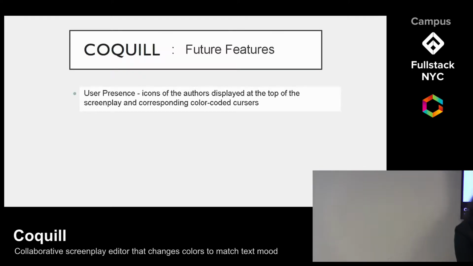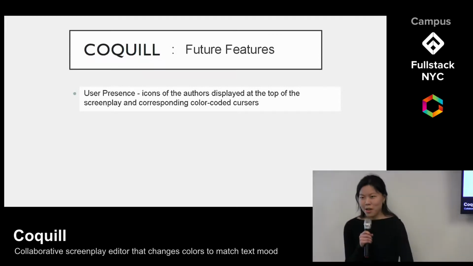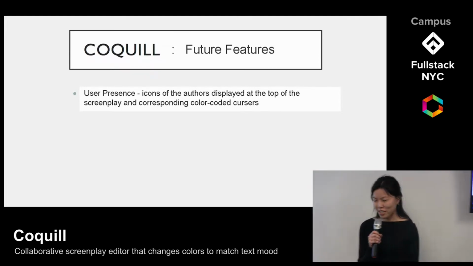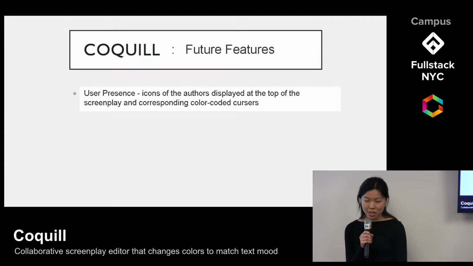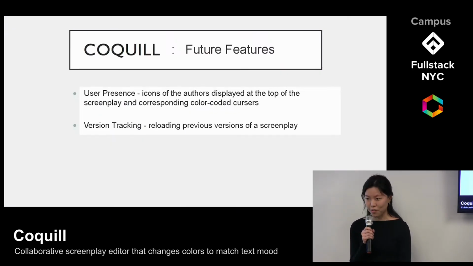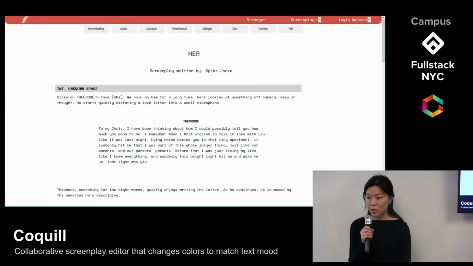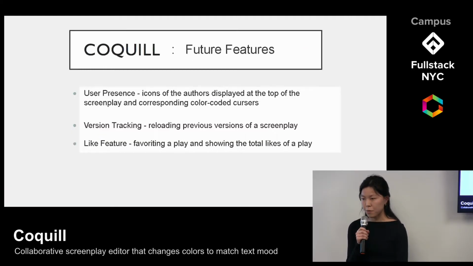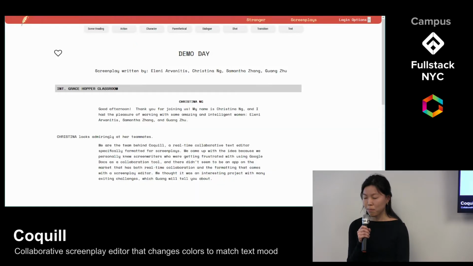Thanks, Eleni. We had a lot of fun working on this project, and we're really proud of everything that we've achieved. Our next step would be to implement a feature that shows user presence at the top of the page so that users can see who is currently looking at or editing the screenplay, as well as color-coded cursors so that you can easily see who is making the change. Since our deltas are already stored in the Firebase database, we'd also like to incorporate version tracking so that users can go back through the history of their revisions and revert back to a version that they may have liked better.